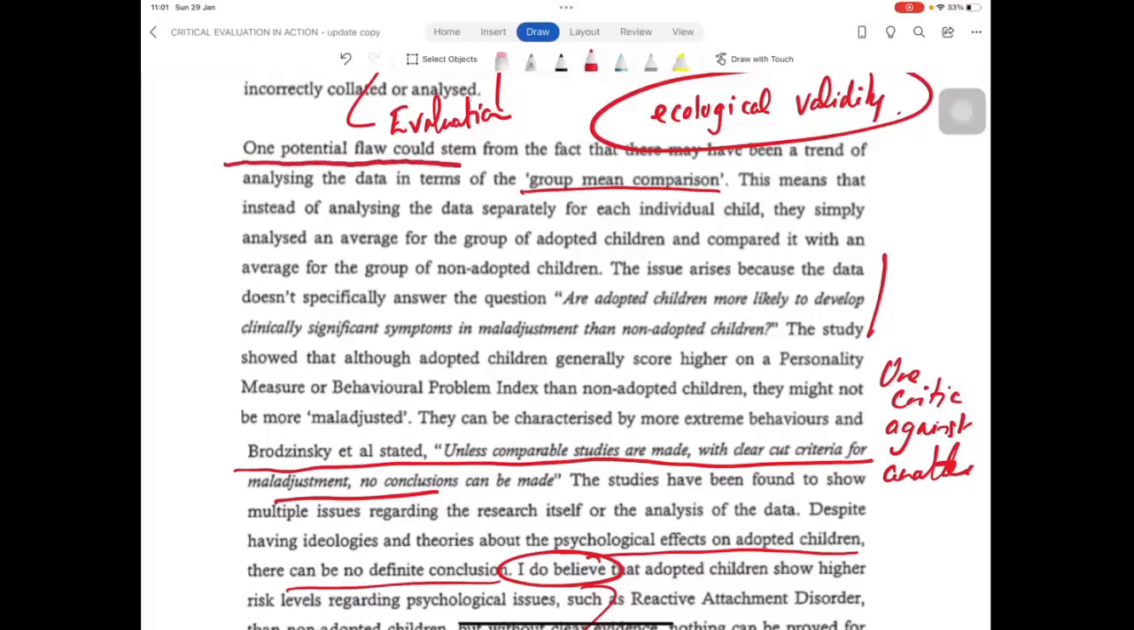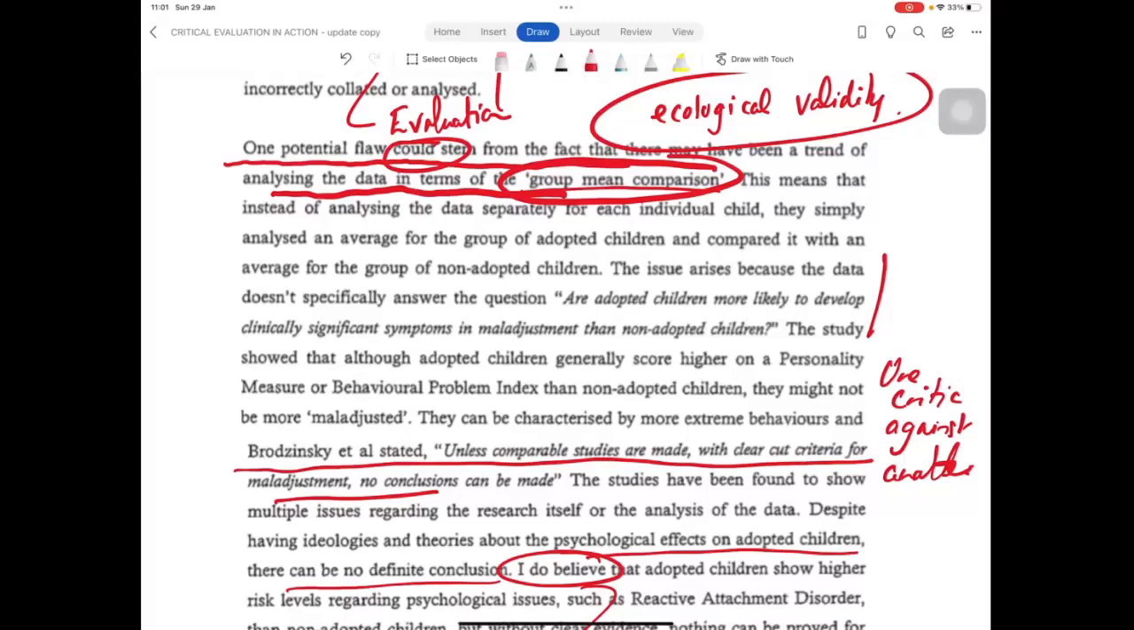One potential could stem, notice he says could, doesn't say it is necessarily, but he's speculating. And he talks about it, they've analyzed the data in terms of the group mean comparison. And he goes on to talk about why this might be a problem.